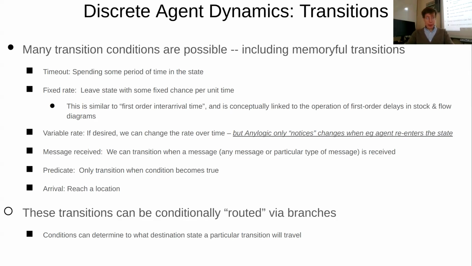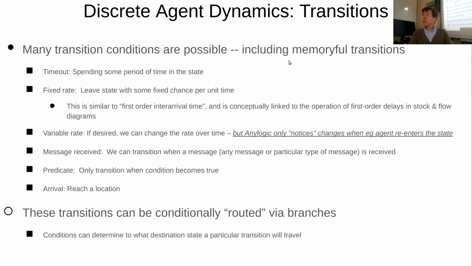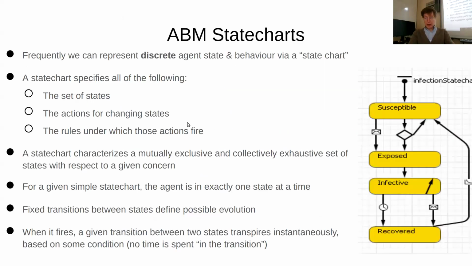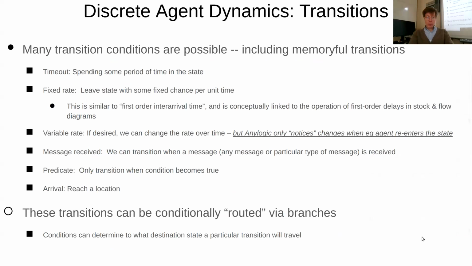And most notably, beyond memoryless transitions, for which, if you're in a state, you have the same chance of leaving per unit time, no matter how long you've been in that state. That would be a memoryless transition. It doesn't matter how long you've been here, you have the same chance per unit time of leaving. Those are similar to what we can have in compartmental models.